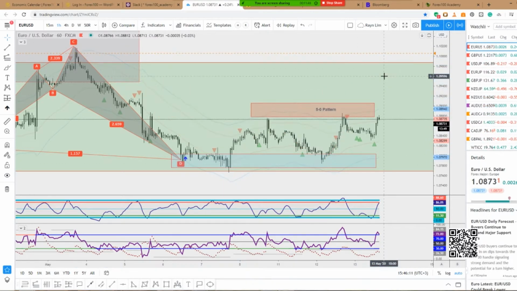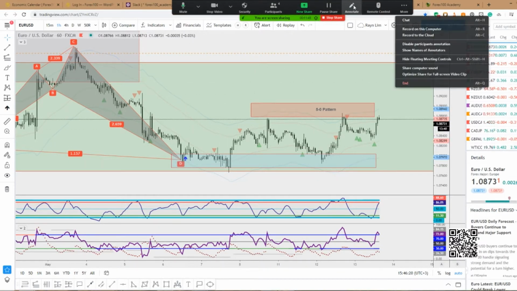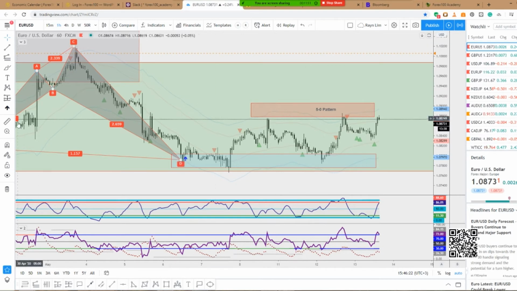I want to keep my chart as clean as possible because right now there's still one of the running trades over here. Okay, so let me just go to the next pair.